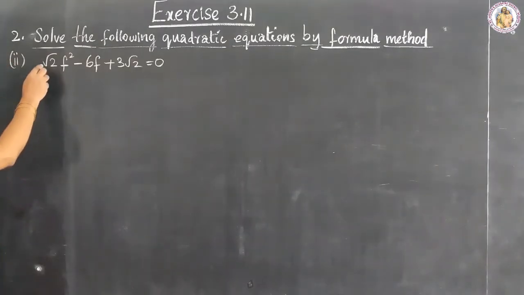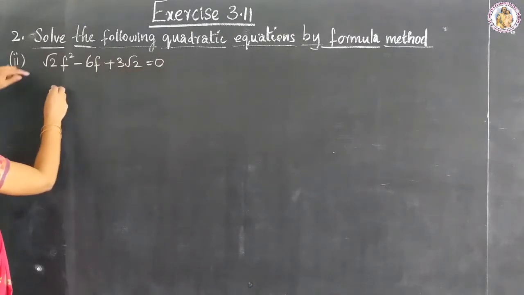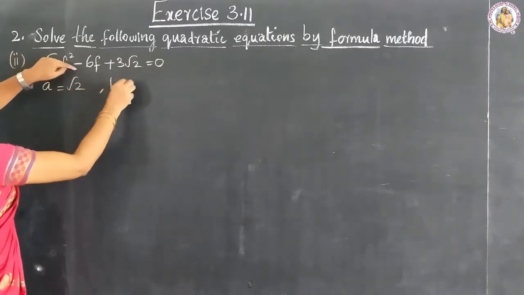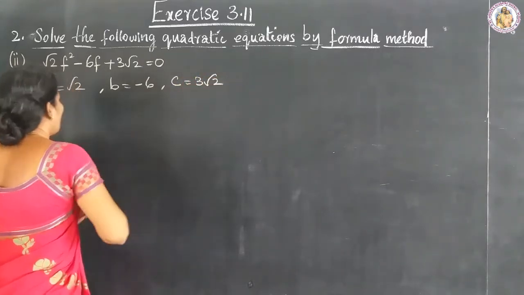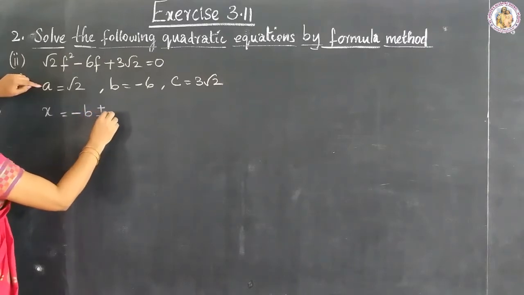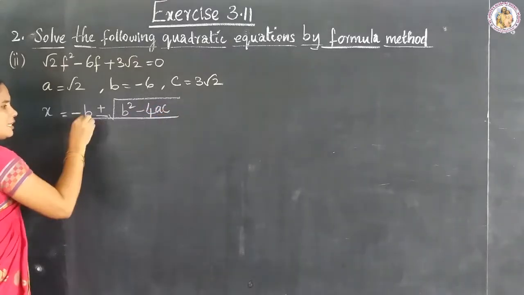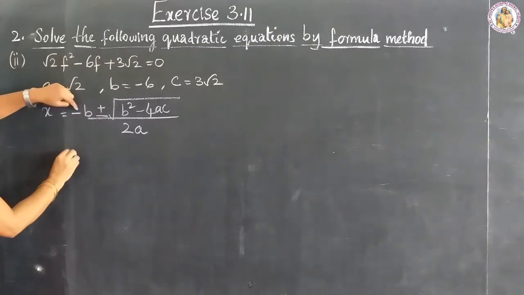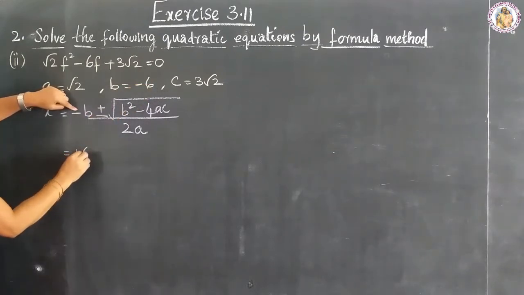Question number 2. Root 2 x square minus 6x plus 3 root 2 is equal to 0. Now write what is a. A is equal to root 2 and b is equal to minus 6 and c is equal to 3 root 2. Now x is equal to minus b plus or minus square root of b square minus 4ac divided by 2a. Now substitute the values. Minus b, b is already minus 6. So while minus 6 comes here, it becomes plus 6.